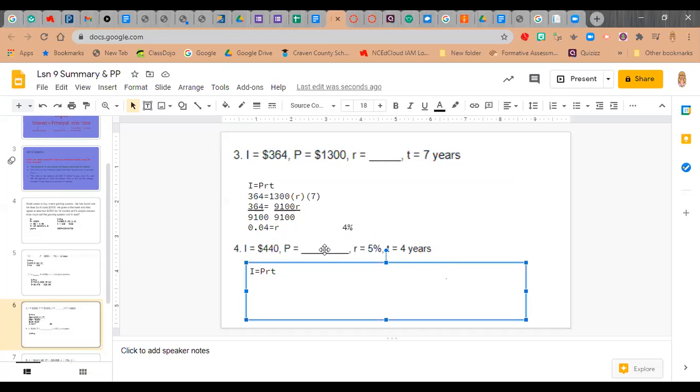All right, let's look at this one. We're not given the principal. We're being asked to find the principal. So we're going to plug in what we know into the equation. We know I is 440. We don't know the principal, so we're going to keep the P. Then we're going to multiply it times the rate. How am I going to write that? 0.05. Good. And then I'm going to multiply it by 4. Is that right? Yes, because it's in years.